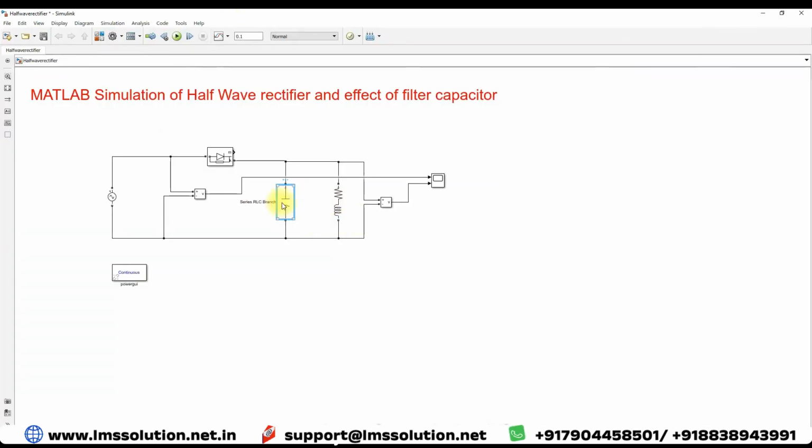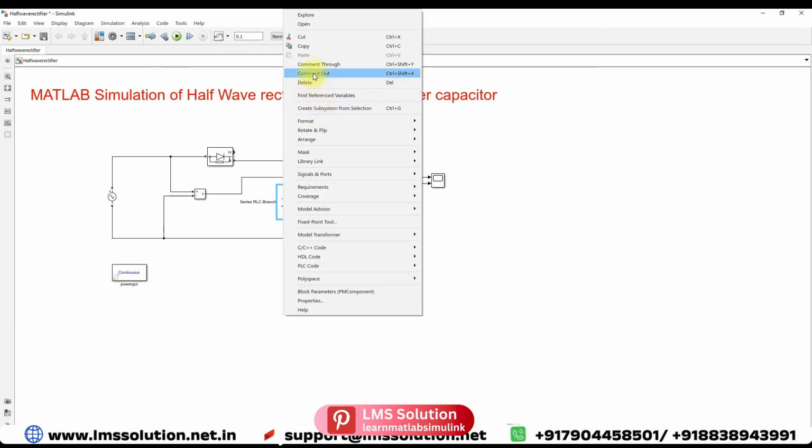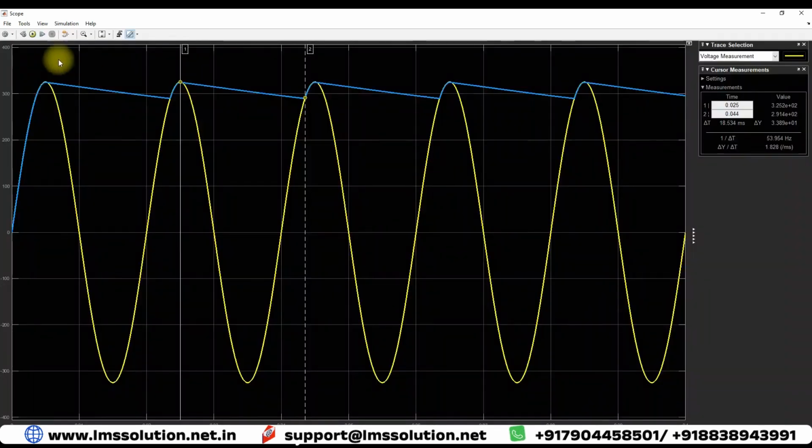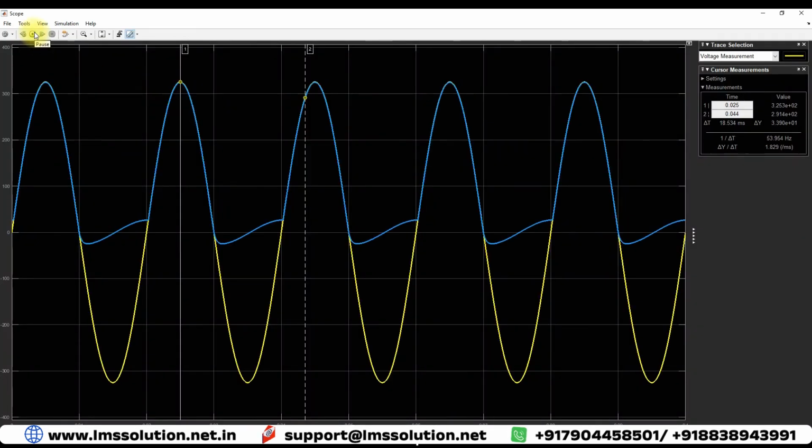Next you have to test the system without the filter. That means now we are using the RL load and we are not using the filter capacitance. So next you have to check the result of the input and output. So we are getting almost the same kind of result with the RL load also.